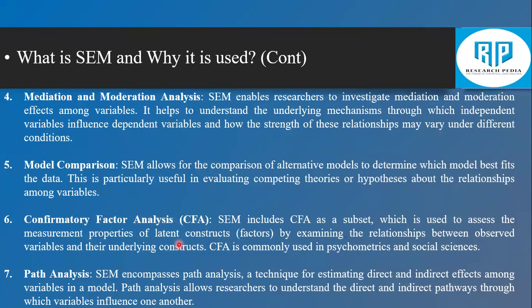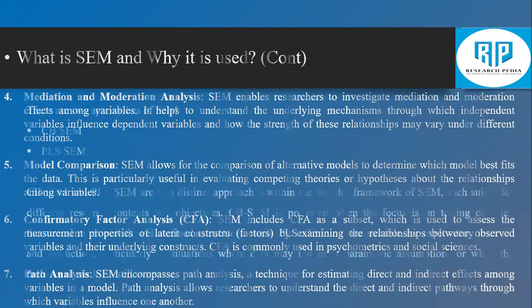Then we may have confirmatory factor analysis that I have already indicated, that we may want to confirm whether our latent variables are correctly specified by our indicator variables or observed variables. So confirmatory factor analysis is used in SEM. Then path analysis, which basically indicates the direct and indirect paths between the variables, and it will show you how a variable is related to another variable using different paths.